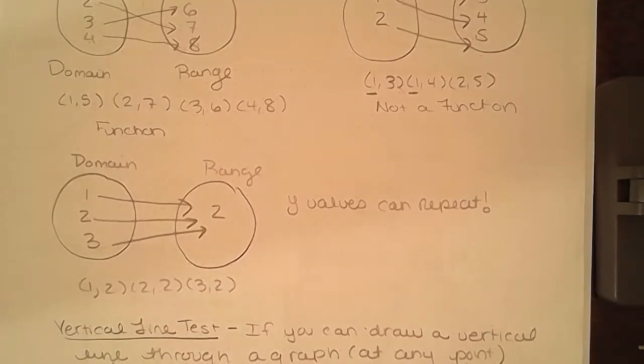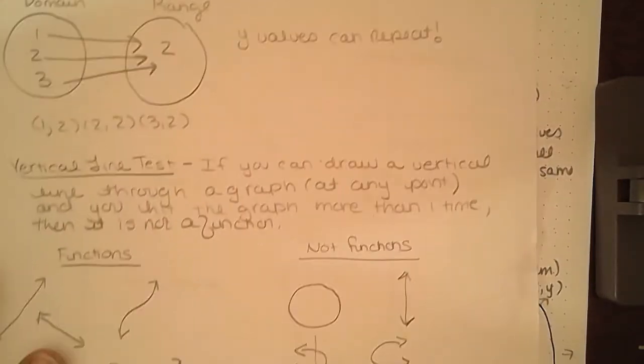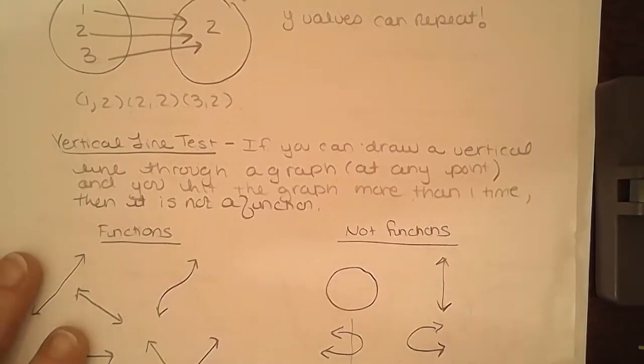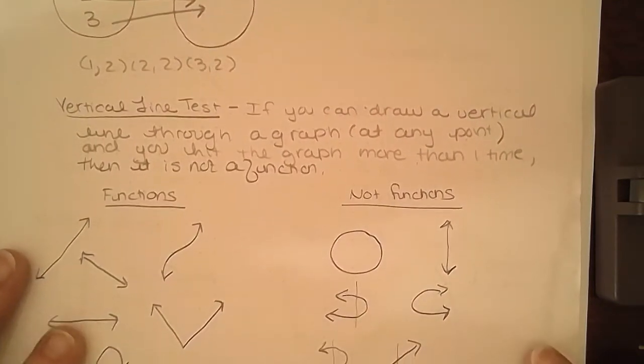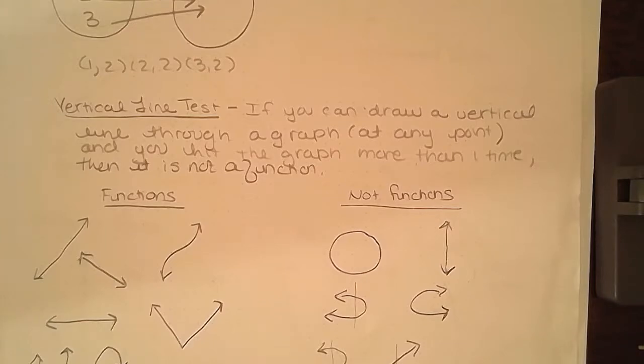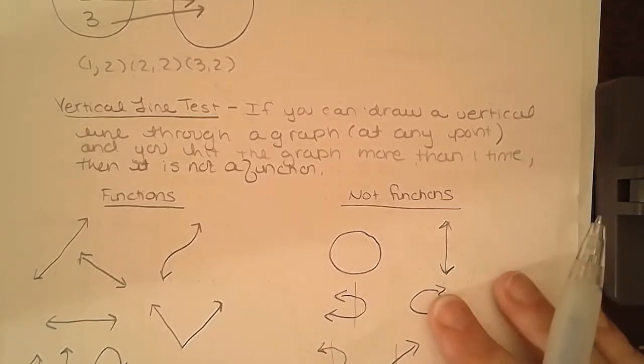Now, another way to tell if something is or is not a function is when you have graphs, we use what's called the vertical line test. The vertical line test says that if you draw a vertical line through a graph at any point and you hit that graph more than one time, then it's not a function, okay?